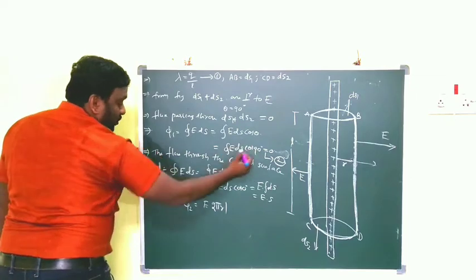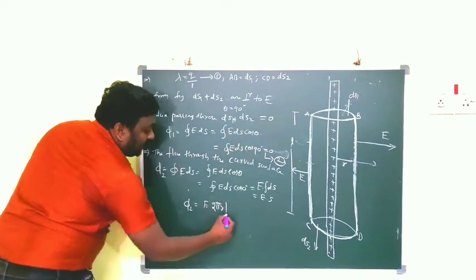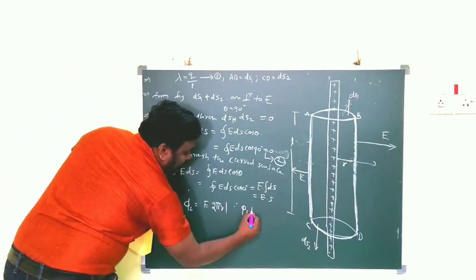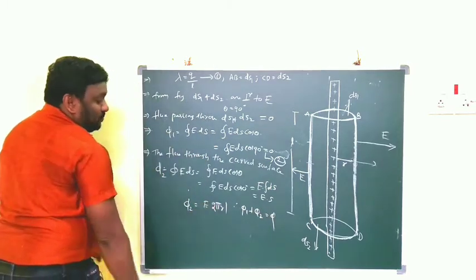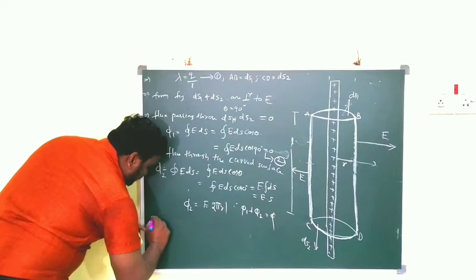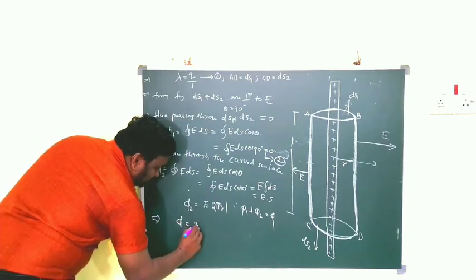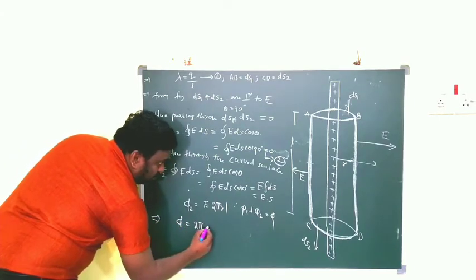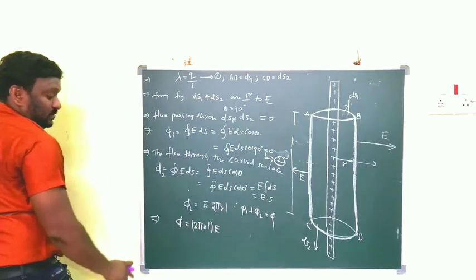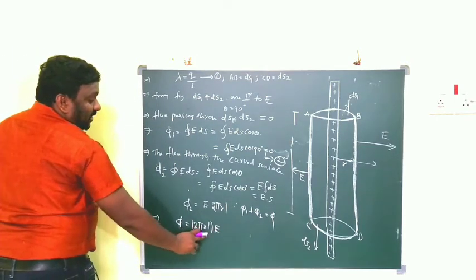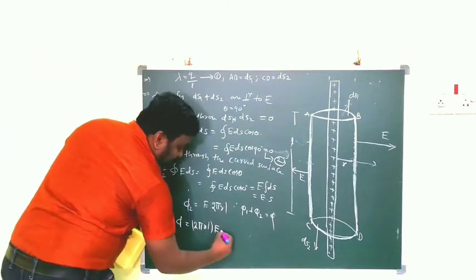So phi 1 is 0, phi 2 is E into 2 pi RL. Therefore, phi 1 plus phi 2 is equal to phi. That phi is E 2 pi RL. Therefore, phi is equal to 2 pi RL into E. Now this is equation number 3.